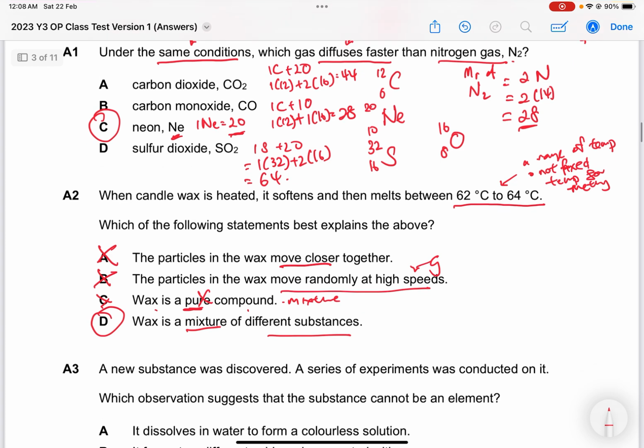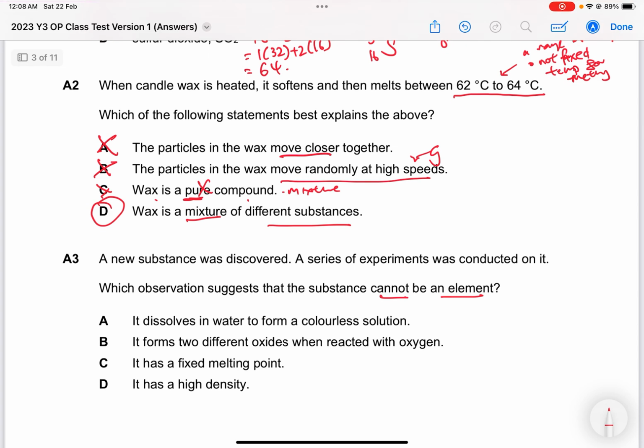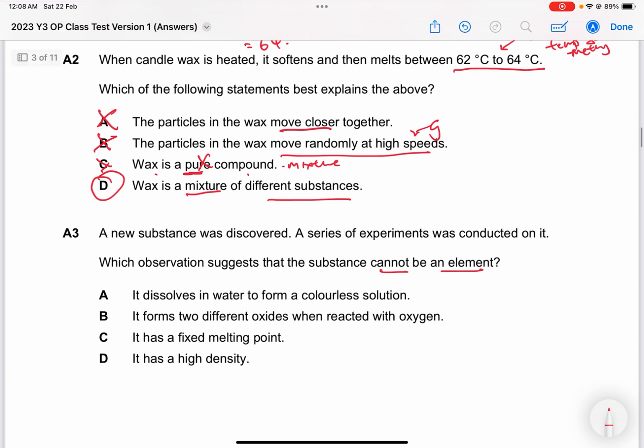Okay, that's for A2. A3, a new substance was discovered and a series of experiments was conducted on it. So which observation suggests that the substance cannot be an element? So we know an element cannot be broken down into anything simpler. So which one suggests that the substance cannot be an element? A, dissolves in water to form a colorless solution. So oxygen also can dissolve. Elements can dissolve in water. So therefore A doesn't say anything. Okay, next.